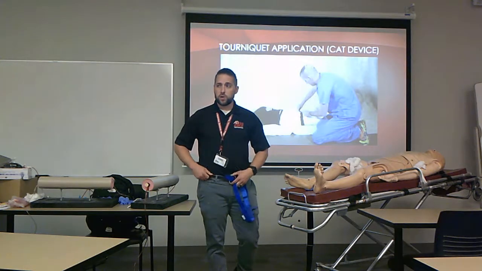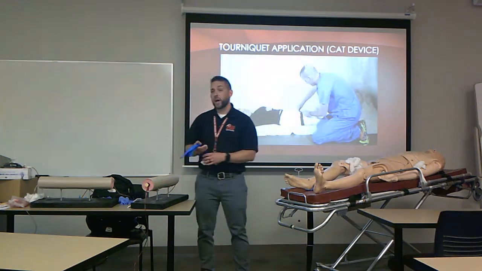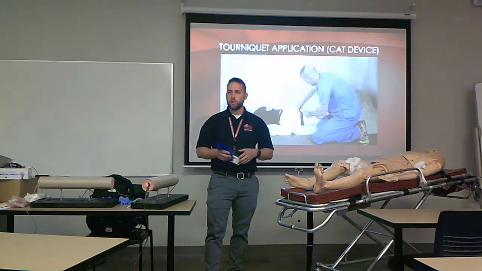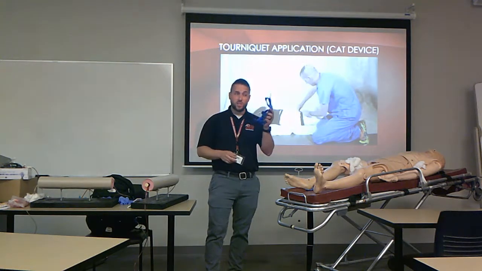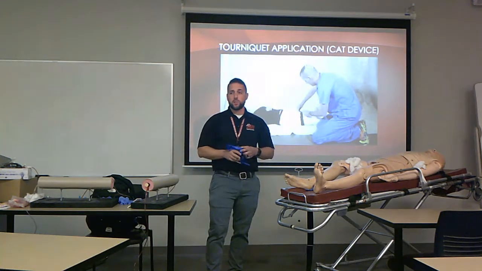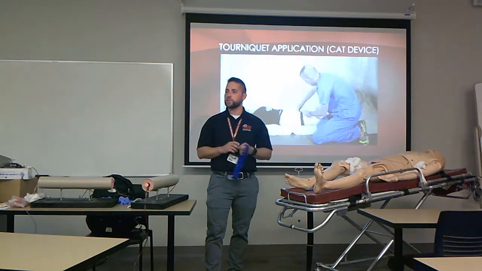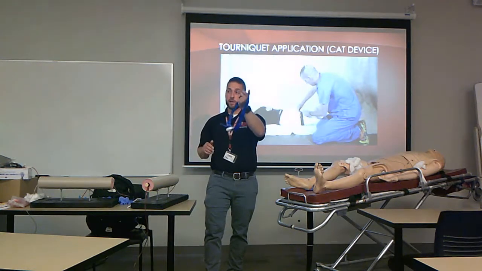However, there's no good way to apply a windlass. A lot of people will take triangular bandages. I'll show you guys later how to improvise one, but hopefully you never will. You'll always have these at your disposal. These CAT devices are fairly cheap. They're not super fancy by any means, but you can go on Amazon for like 20 bucks to get one. Very handy devices, very nice to keep around.